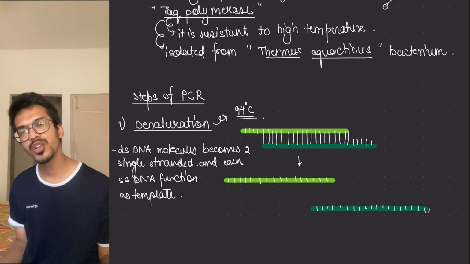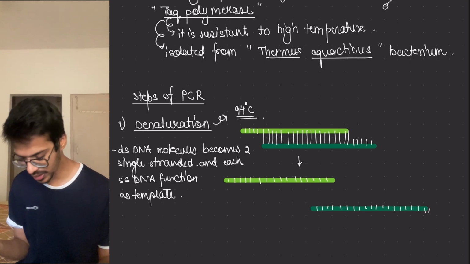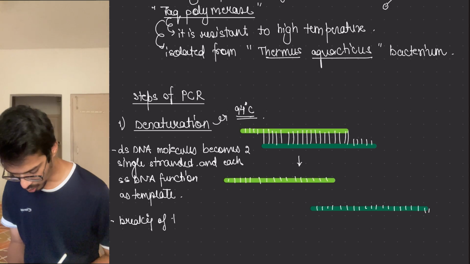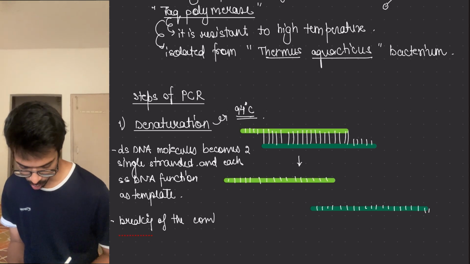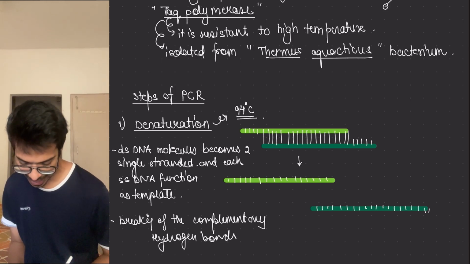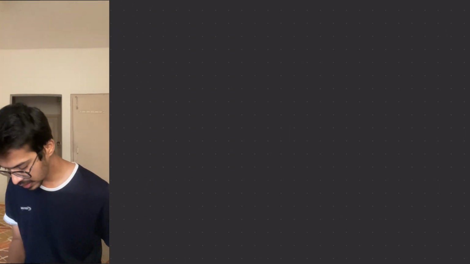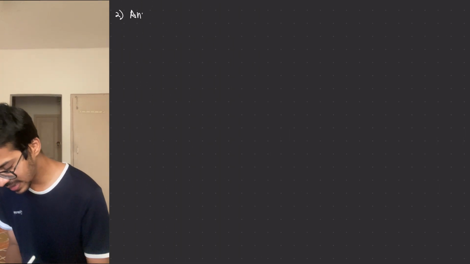How are we doing it? We are just breaking the bonds. So denaturation is nothing but the breaking of the complementary hydrogen bonds. At what temperature? 94 degrees. If you treat it, they will break up. Now there comes the second step, that is annealing.